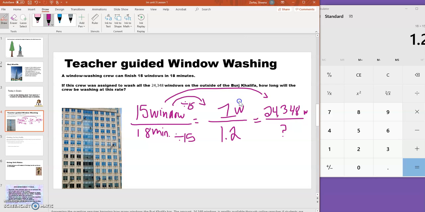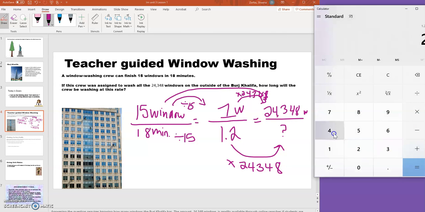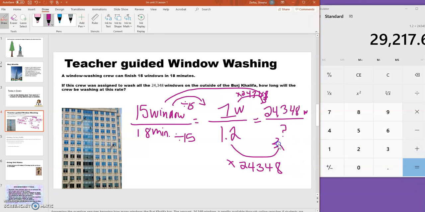If we take 1, we can multiply 1 by anything to get itself. So we're multiplying by 24,348. And again, if we're multiplying the first number, we're going to do the same thing here on the bottom. So we have 1.2 times 24,348, and we find our answer to this question is 29,217.6.